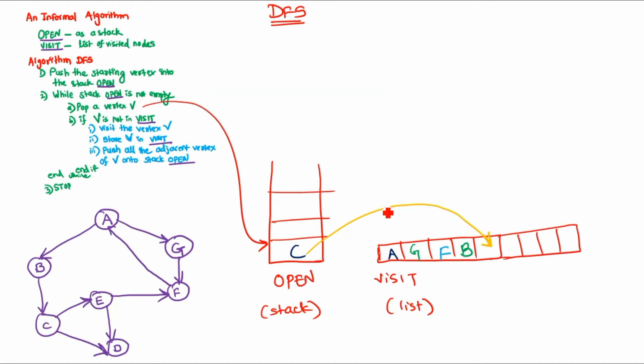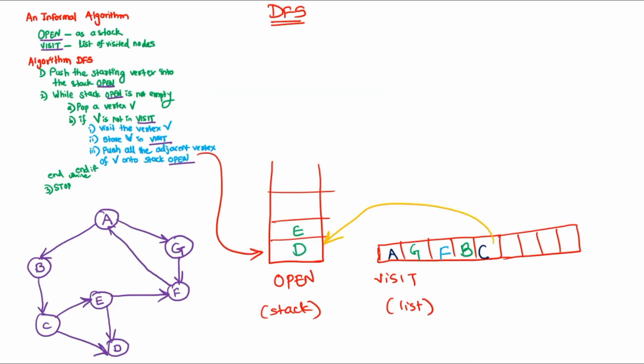Now again, for C, we do the same process. We take C out of this stack and write it into the list of visited nodes, and then we explore the adjacent vertices of C. For C, the adjacent vertices are D and E, so they will be inserted into the stack. Now E is the topmost element in this stack, so it is removed from the stack and inserted in the list after C.